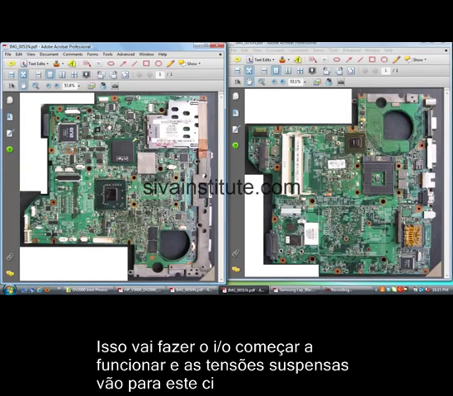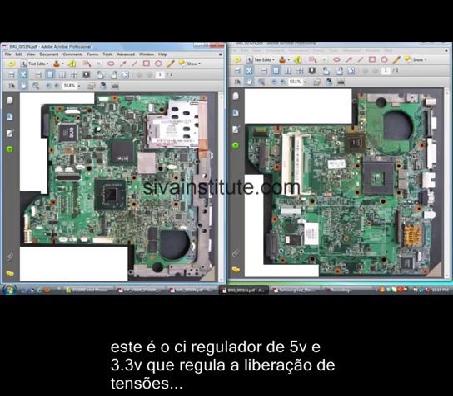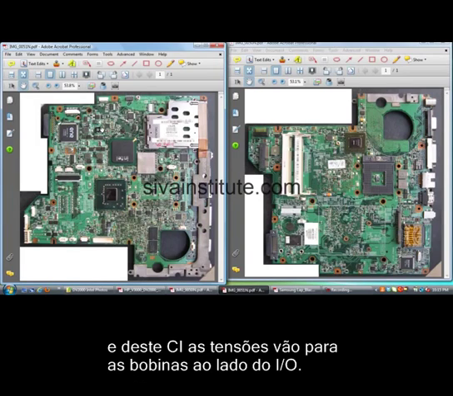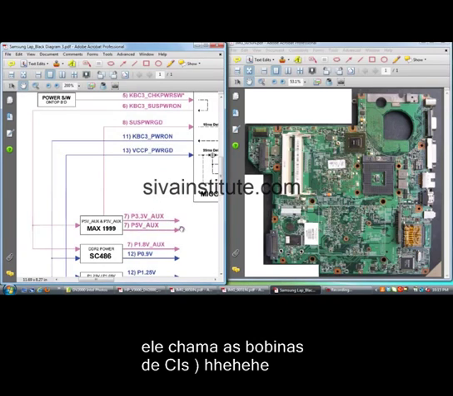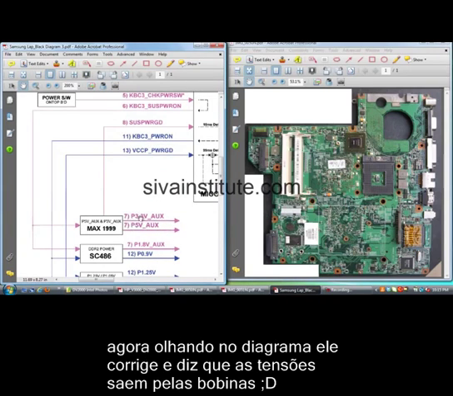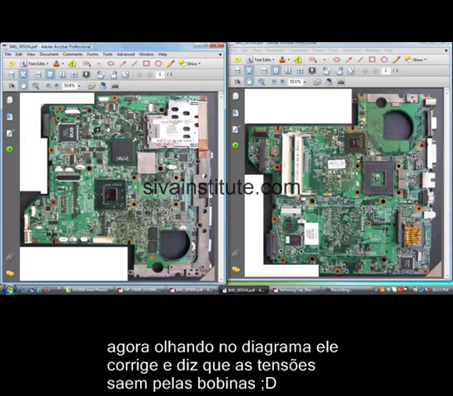This is 5 volts and 3.3 volts. That regulator voltage releases from this IC. These voltages come out from these ICs. 3.3 volts and 5 volts are released from these ICs. See here, 3.3 volts and the auxiliary supply. 3.3 volts and 5 volts come out from these coils.